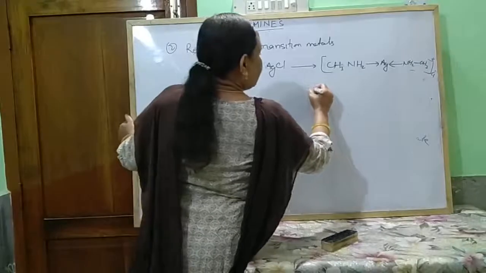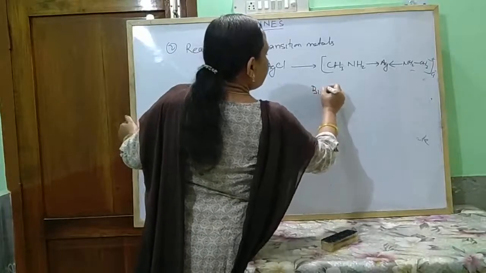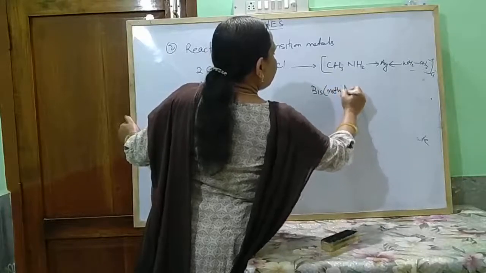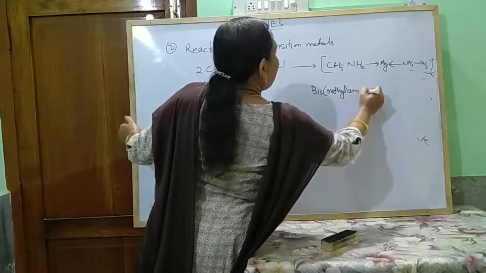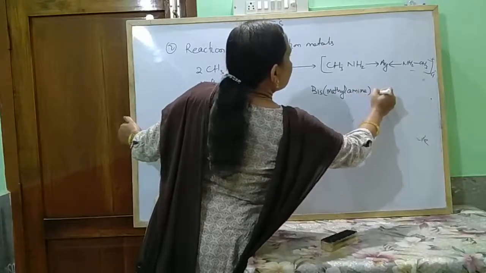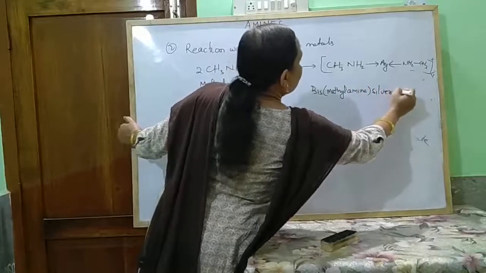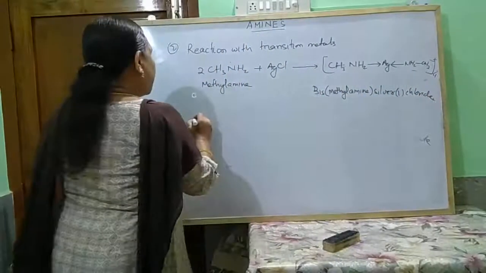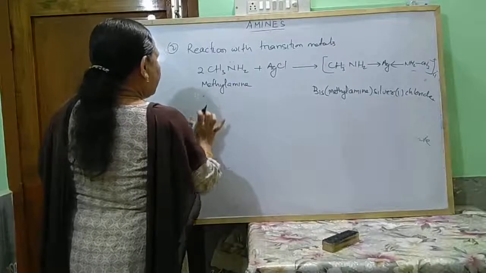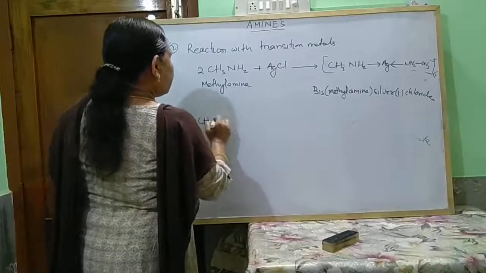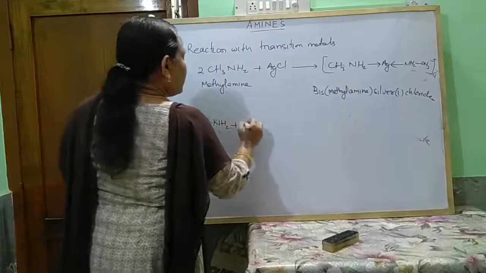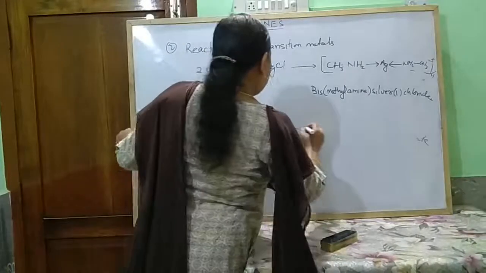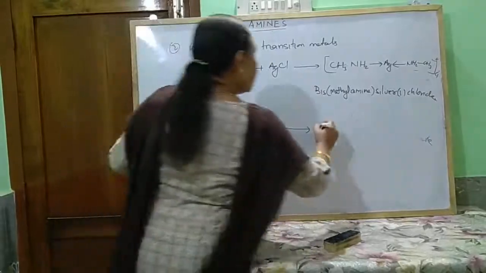So this is bis(methylamine)silver(I) chloride. Similarly, if you take copper chloride, then it forms complexes with this.